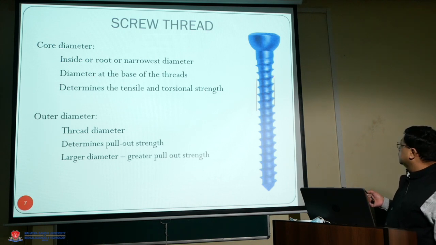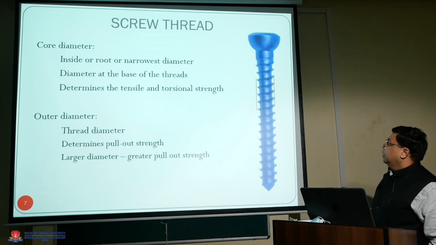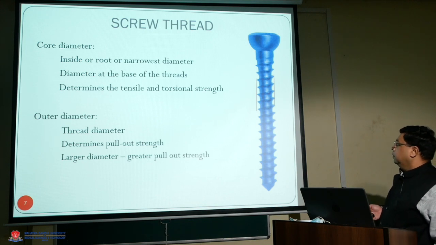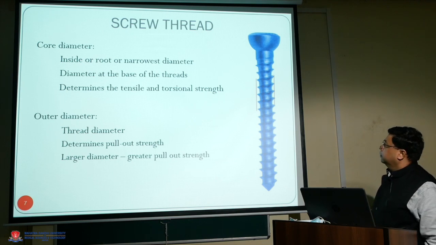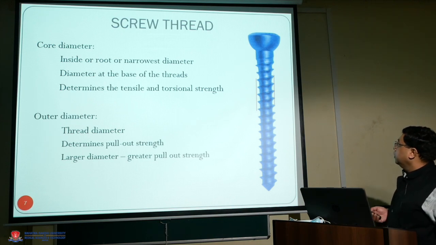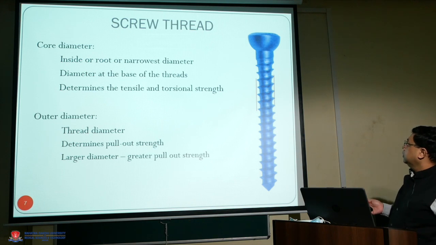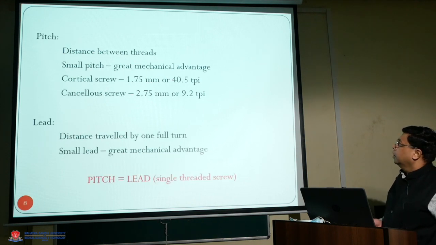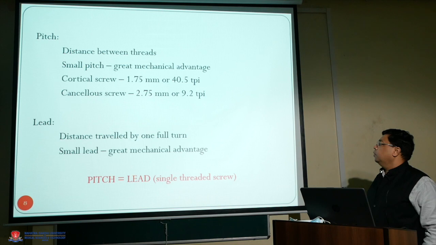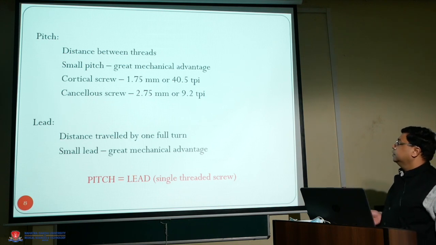The outer diameter of the screw is the diameter of the threads, while the inner diameter is the core diameter of the screw. The outer diameter determines the pull-out strength of the screw. The larger the diameter, the greater the pull-out strength. And the inner diameter gives the tensile and torsional strength to the screw. Pitch is the distance between two threads. A small pitch gives greater mechanical advantage.